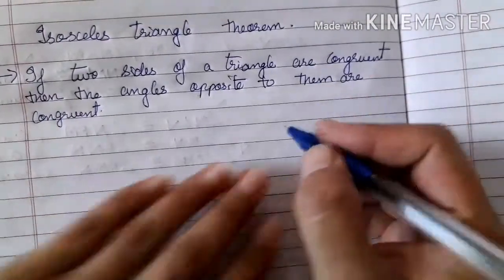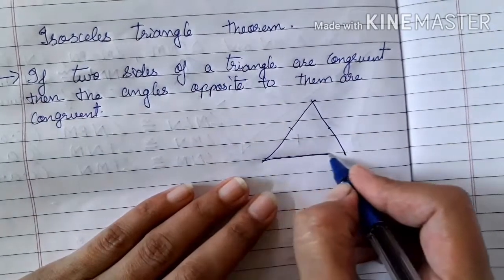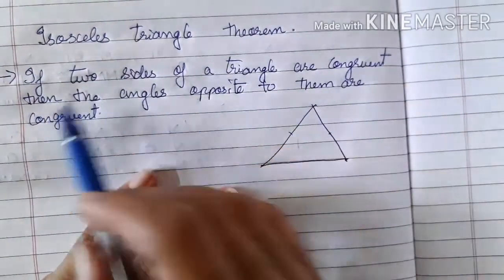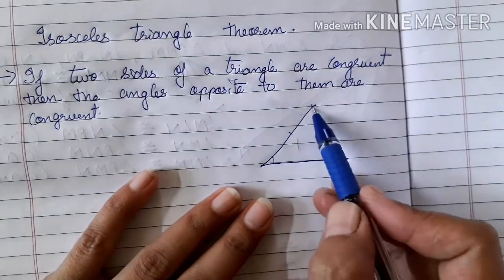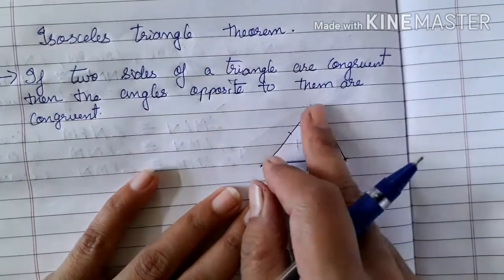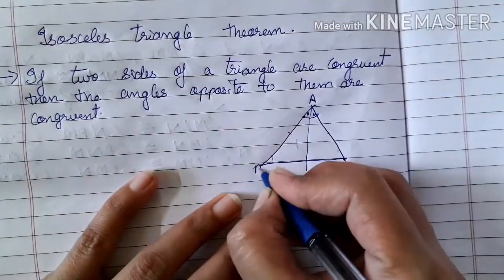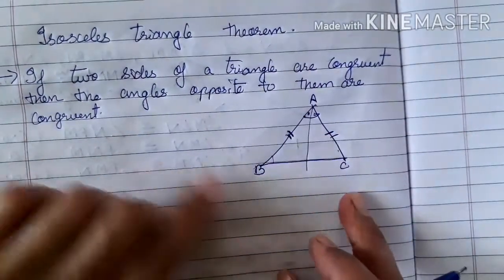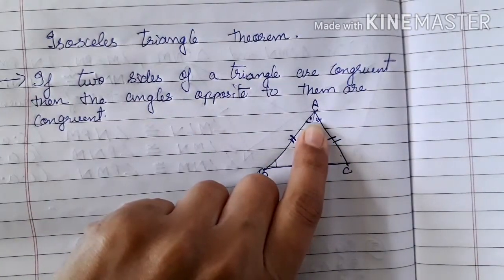I'll explain to you. When these two sides of a triangle are congruent, then the angles opposite to them, these angles, are supposed to be congruent. Okay, this thing we have to prove. So first we will take the same diagram and start by marking these sides as congruent according to the statement. And what we have to prove? They have said that these angles are also congruent.